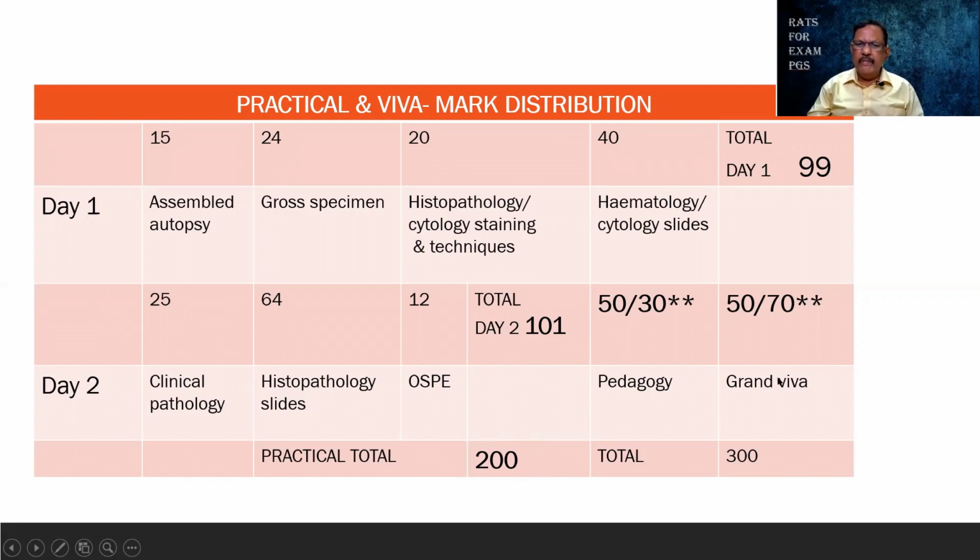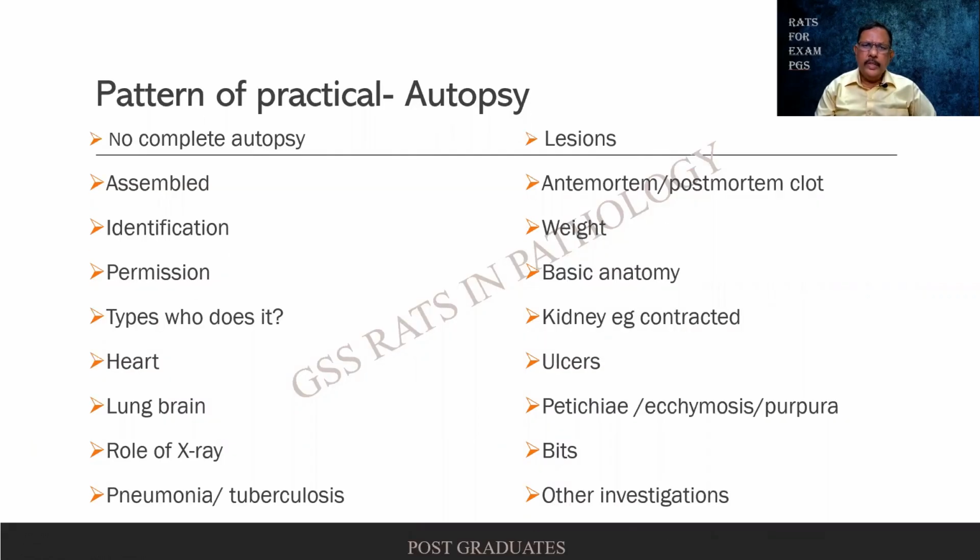Pedagogy and viva are adjustable. The marks can be as high as 50 or as low as 30 or even 25 as the examiners come to a conclusion. Now, we shall wander through the various practical sections. First one shall be an autopsy. These are some of the salient points of the autopsy which I should bear in mind as a student.